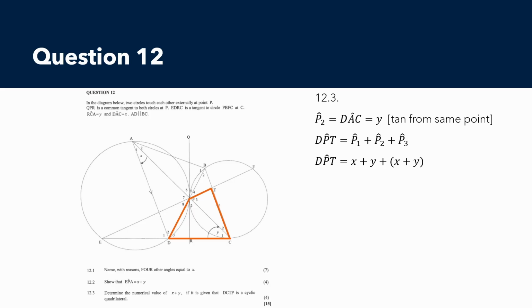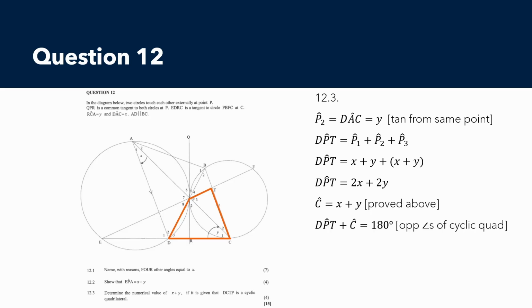But anyway, moving on, I'm going to be left with angle DPT is equal to 2x plus 2y, and angle C is equal to x plus y. I've proved this above, and hence angle DPT plus angle C is equal to 180 degrees. Reason is opposite angles of a cyclic quadrilateral.